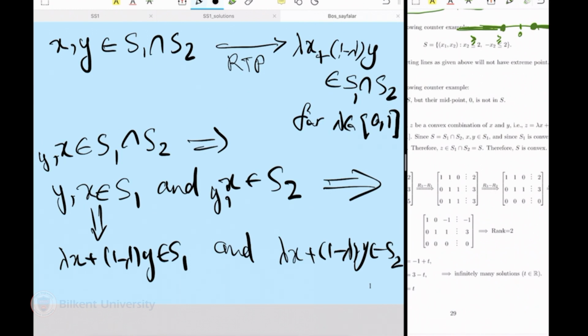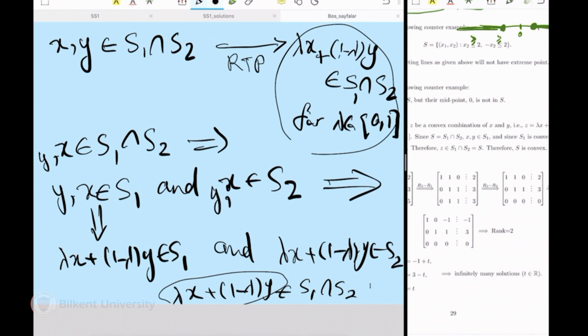So I can say lambda x plus 1 minus lambda y is inside S1 intersection S2, which is the thing that I wanted. It means that the convex combination of x and y is in the S1 intersection S2, which I wanted to prove from the beginning. So the same procedure you need to follow: take two arbitrary points from the set and show that their convex combination is inside that set.